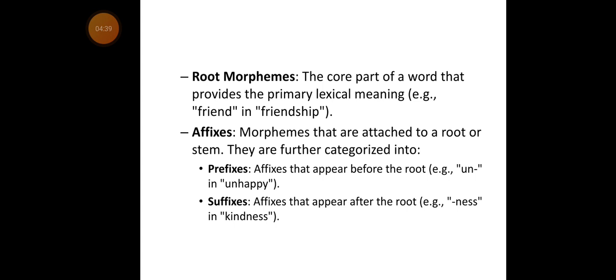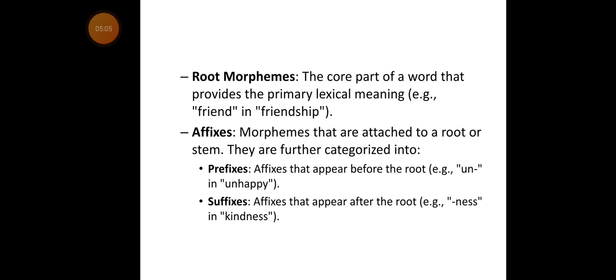Now come to root morphemes, the core part of the word that provides the primary lexical meaning, e.g. friend in friendship. So we add ship to friend to make it friendship. So friend is a root morpheme for ship, right? Ship is the second word. Friend is a root word.